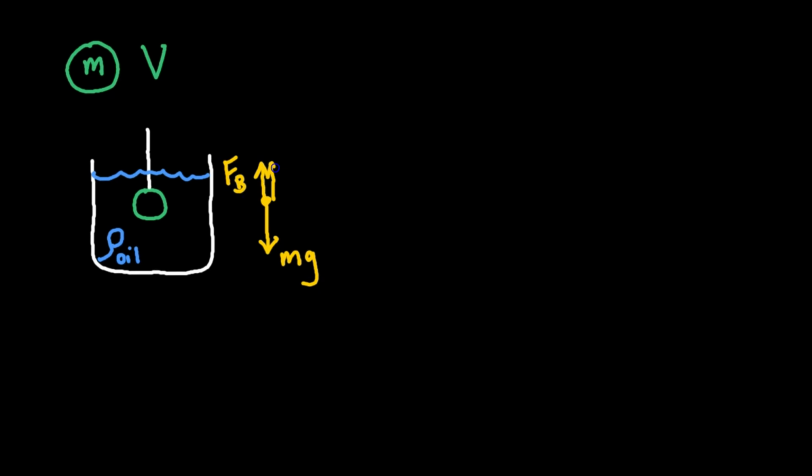And there's also, since this metal sphere is in oil, going to be a buoyant force. This buoyant force is a result of the pressure difference at the top of the sphere and at the bottom of the sphere. There's also a tension force because there's a string that's holding onto this metal sphere. Since this metal sphere is in static equilibrium, we can say that the net force is equal to 0.